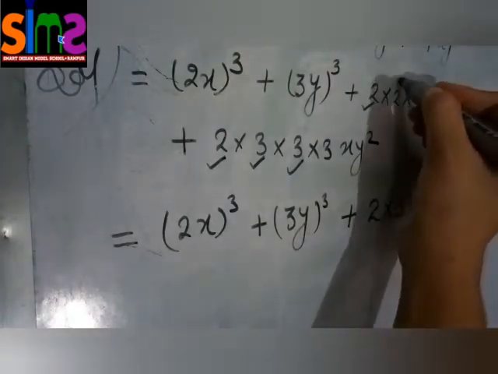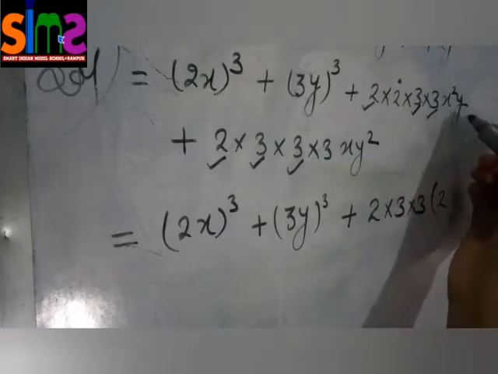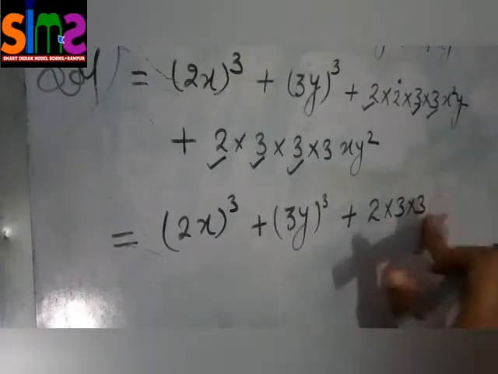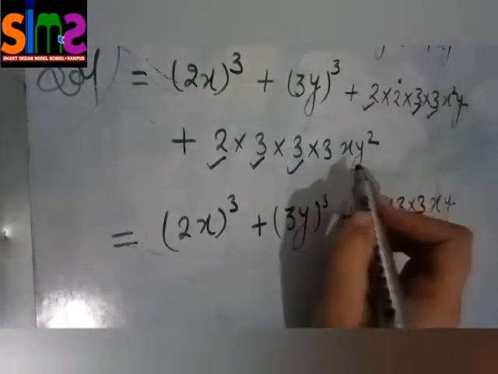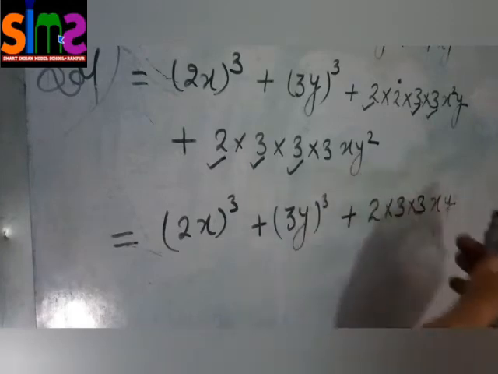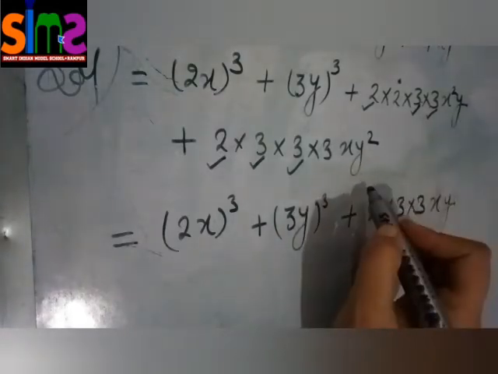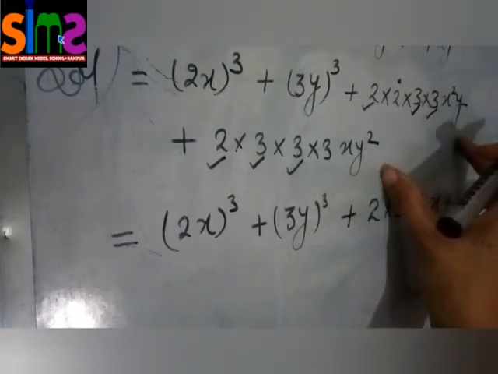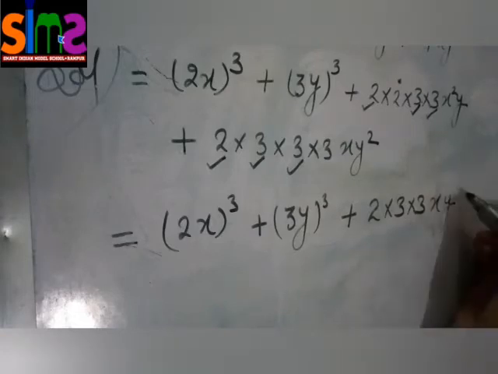This one 2, and of course x and y can also be taken out as common factor, so we will take them out. Here is x square, but here is only x, so we will take out only x. Here is y and here is y square, but we can take out only y. So we took out x and y as common factor.